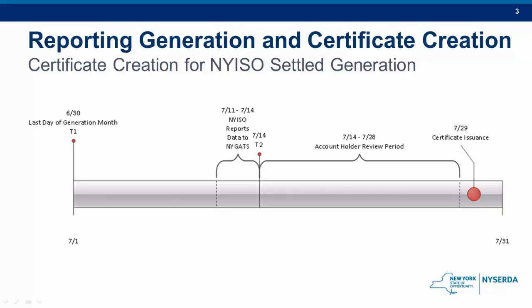Generation can be reviewed, accepted, or disputed by the account holder for 14 days. Approved data after 14 days will be used for certificate issuance 15 days after the data was loaded. Additional information on data loading and certificate creation can be found in the Operating Procedure 9.1.